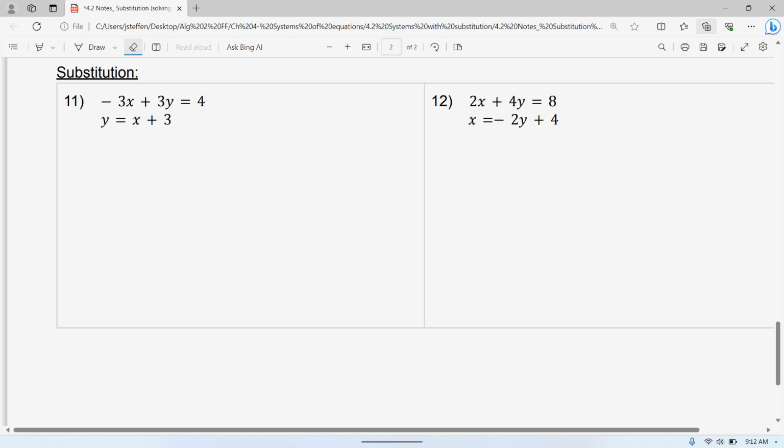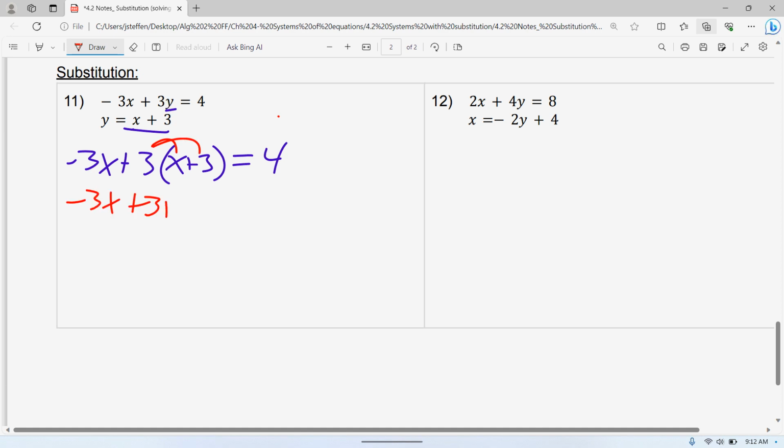This one, just like we did before, I'm going to sub this x plus 3 for this y. So I get negative 3x plus 3 times x plus 3 is equal to 4. So again, I just plug that x plus 3 in for that, and solve this like normal. I distribute that, so I get negative 3x plus 3x plus 9 is equal to 4. And combining like terms, again, this is nothing different. Negative 3x plus 3x combine to be 0x, which is just 0.